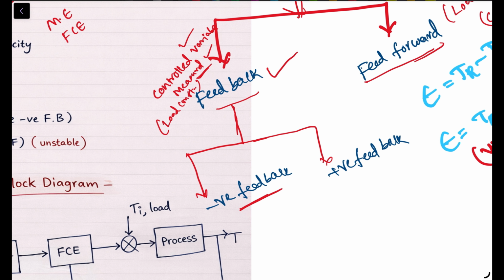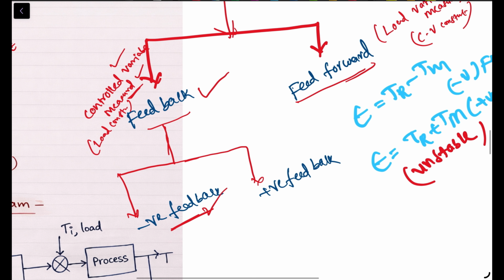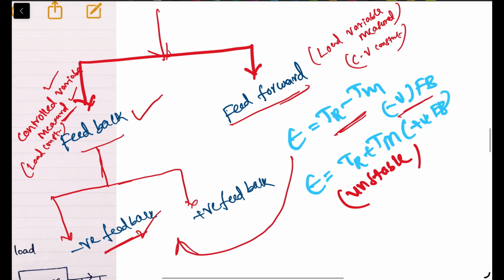Negative feedback is mostly used as a control strategy in industrial systems. Here the error is calculated as E = TR minus TM, where TR is the desired temperature, called the set point, and TM is the measured temperature. Negative feedback helps to stabilize the system and reduce the error.